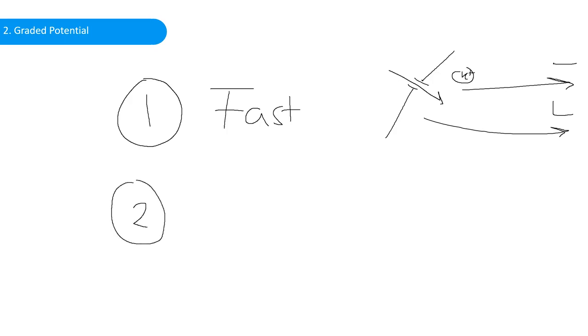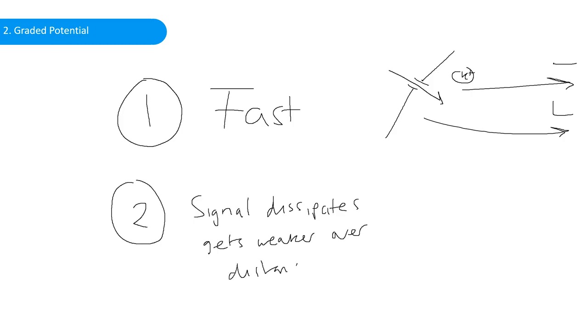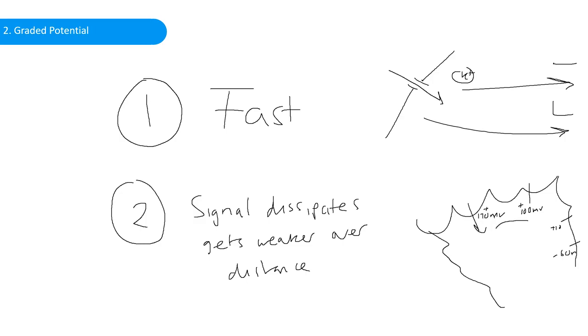The second relates to the effect, or the signal, should I say. Let's write that properly. The signal dissipates. Love that word. Or it gets weaker over distance. That relates to the fact that if we've got the cell membrane here, if it's 170 millivolts here, positive, then when we measure it here, it might be 100 millivolts. By the time it gets here, it might be plus 10 millivolts, and by the time it gets here, it might be minus 60 millivolts. So actually, over this distance, the signal gets weaker.